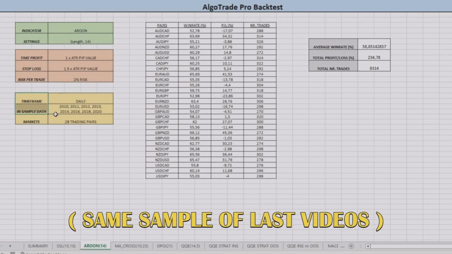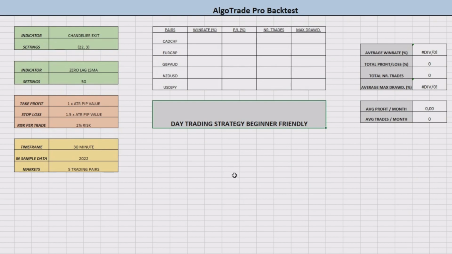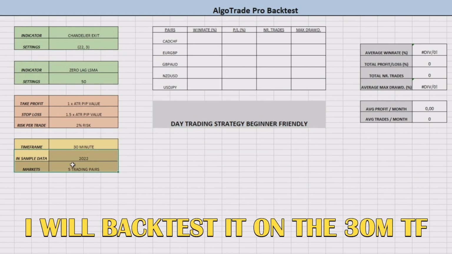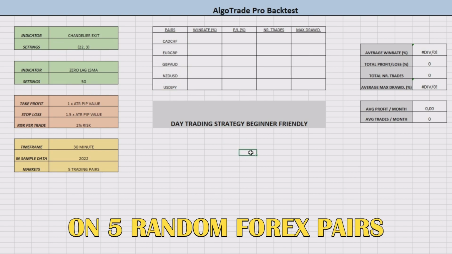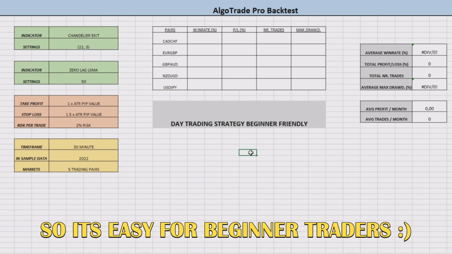It's the same sample setup as in my previous videos, so in the end we can compare all indicators and strategies. For the day trading strategy, I will backtest it on the 30-minute time frame, but on 5 pairs, so it's easy for beginner traders.